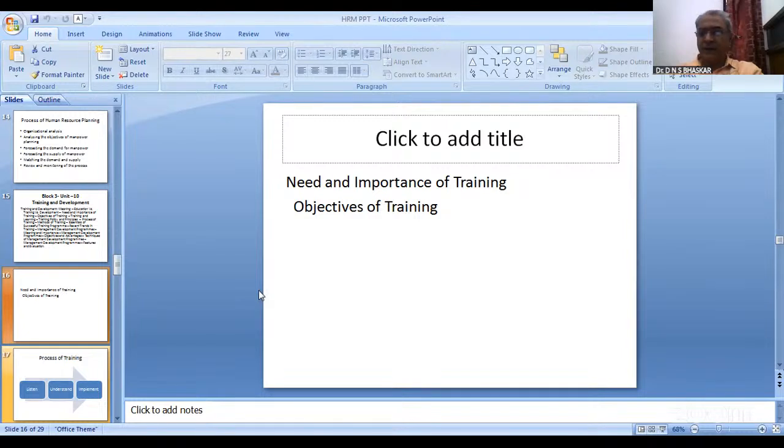Development is basically characterized by non-technical aspects, whereas training is specific to a job: how better he can do a job, what is required for performing a job. That means training is job oriented or job specific, whereas development is conceptual and general knowledge. Generally, how a person can take a decision and all these aspects come under the developmental aspect.